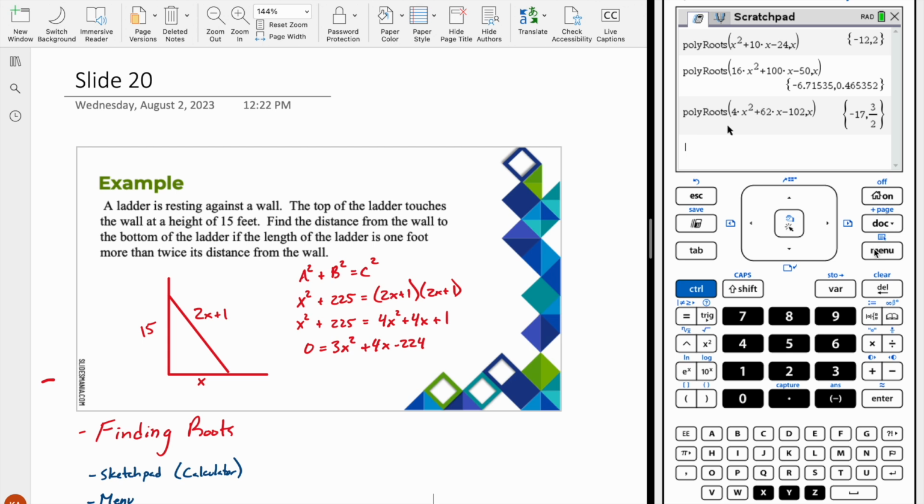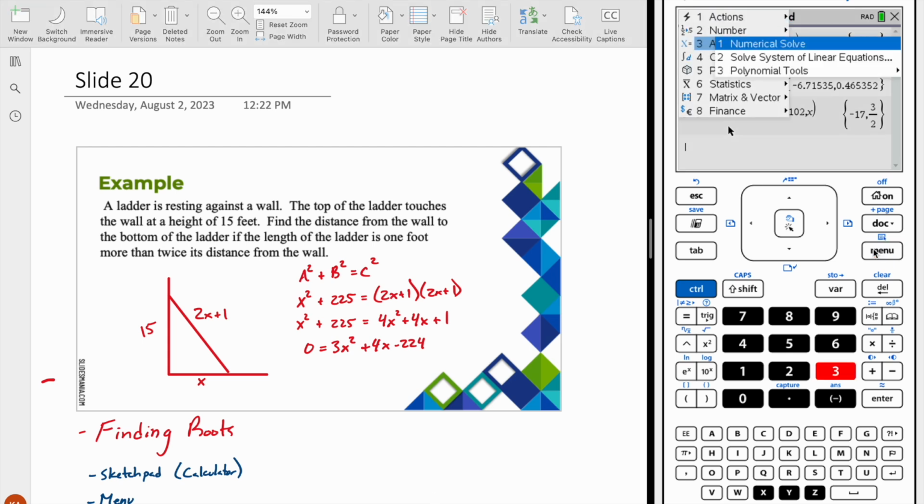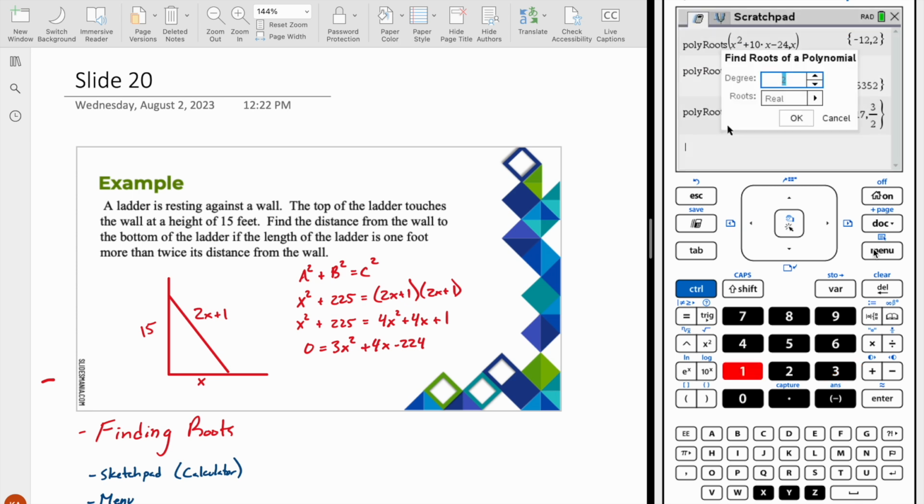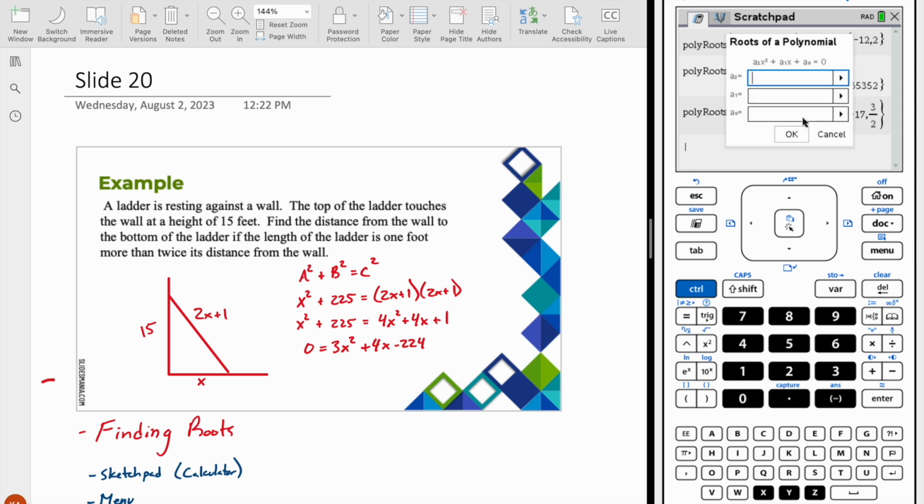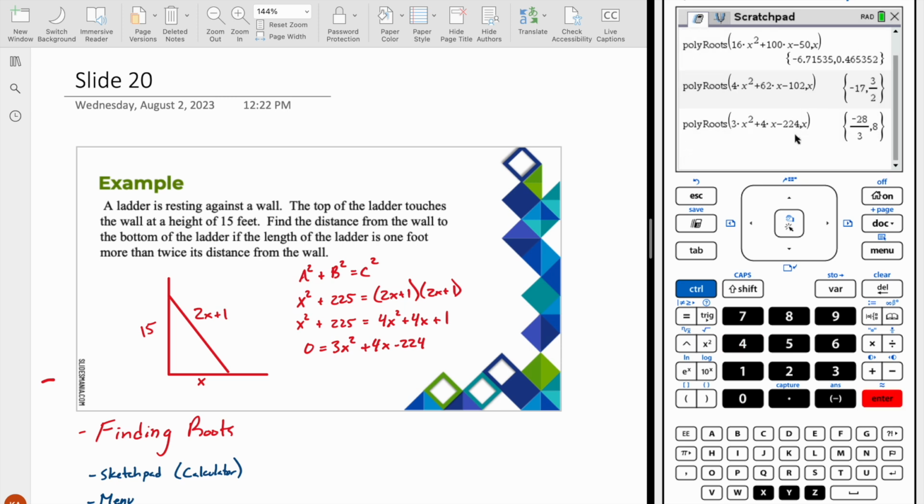We go ahead, use our calculator, menu, 3 algebra, 3 polytools, 1 finding roots. Yes, it's to the second power. We hit OK. Put in our coefficients, 3, 4, and negative 224. Hit OK. Enter, and we have two numbers that come up, negative 28 over 3 and 8.